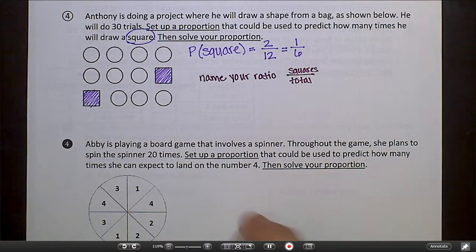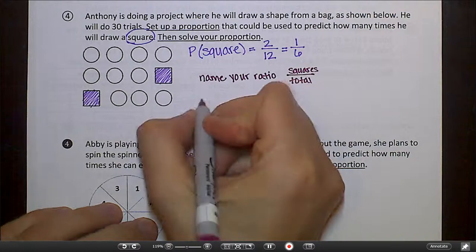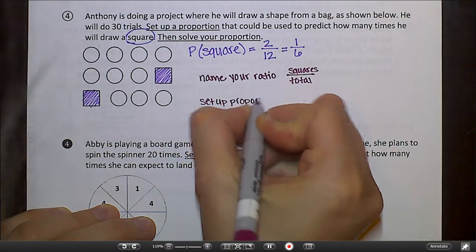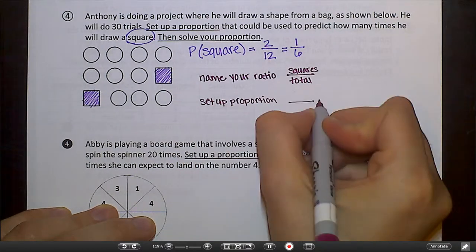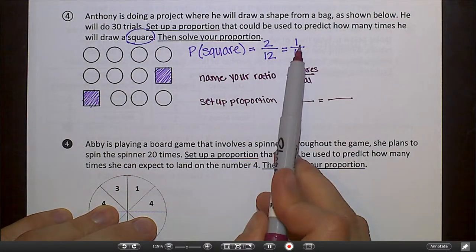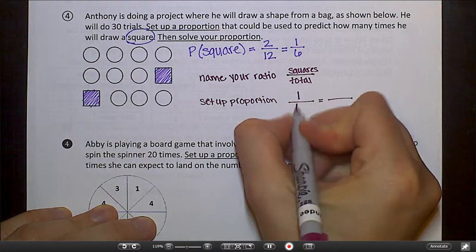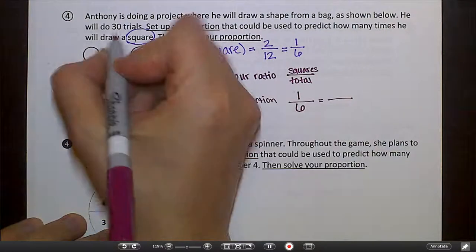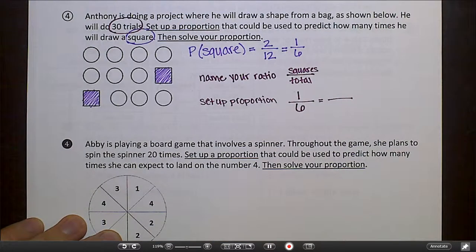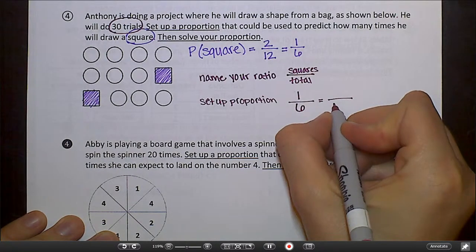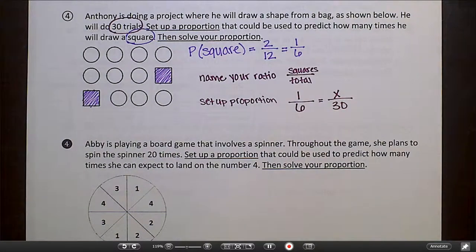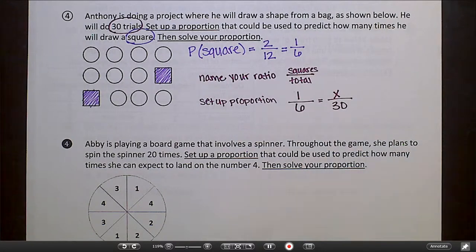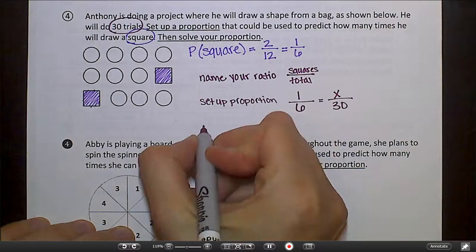So after we've named our ratio, then we're going to set up our proportion. So that's line equals line. We start with what we know. We have 1 square out of 6 total, 1 over 6. And then the other information that we're given is that we're going to do 30 trials. So out of 30 trials, how many times should I expect to get a square? Remember, squares goes on top. The total, or the number of trials, would go on bottom. And then we just cross multiply and solve.